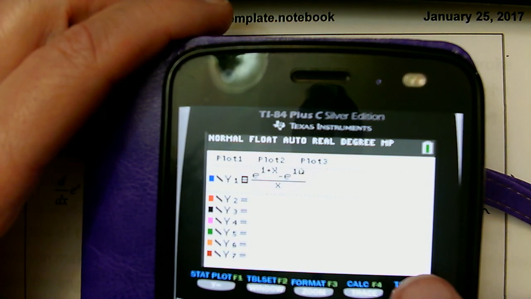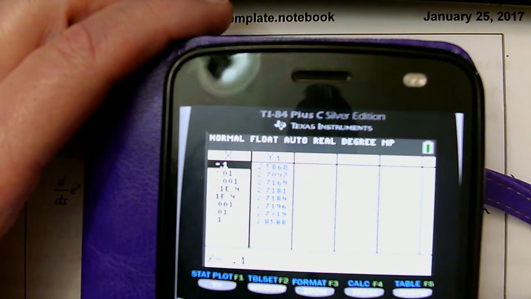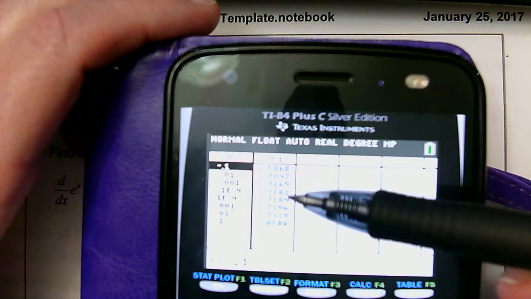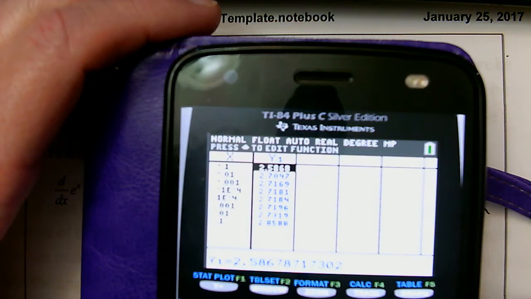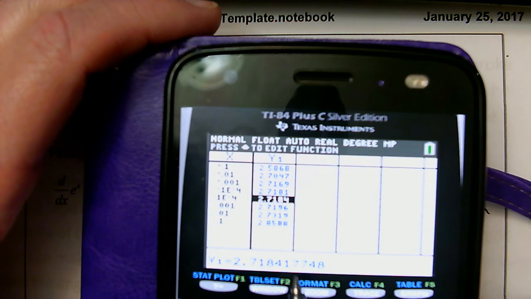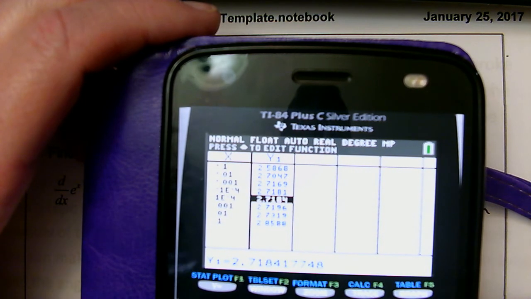So I'm going to go back to my table. Notice it's still got all the same values, but this is for h, not for x. So this is still as h approaches 0. As h approaches 0, here we have 2.7181459 and 2.718417748. e to the first power is 2.71828 and so on.